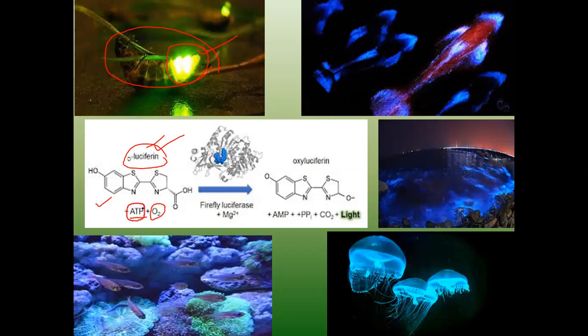That luciferin is oxidized. This is the structure of luciferin. It is oxidized in the presence of ATP and magnesium. So this luciferin converts into oxyluciferin, and this oxyluciferin gives light. This chemical reaction is occurring in a living organism, and that living organism gives light. So this is called bioluminescence.